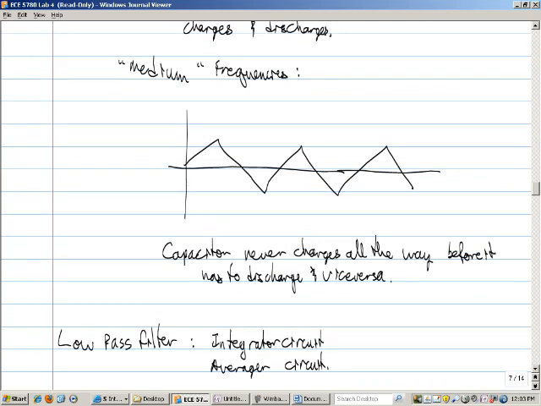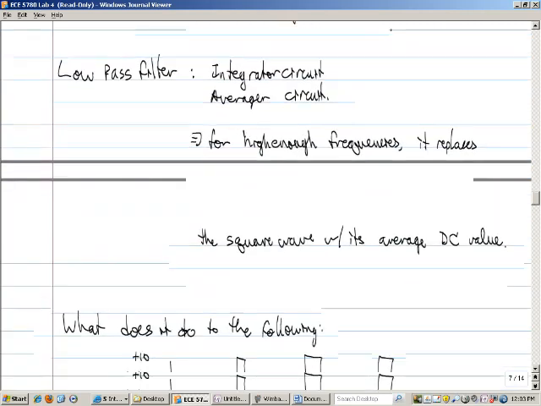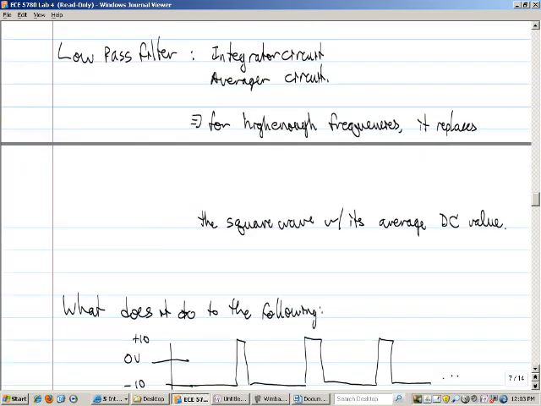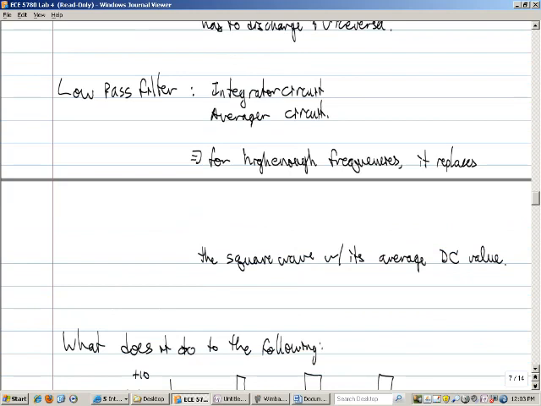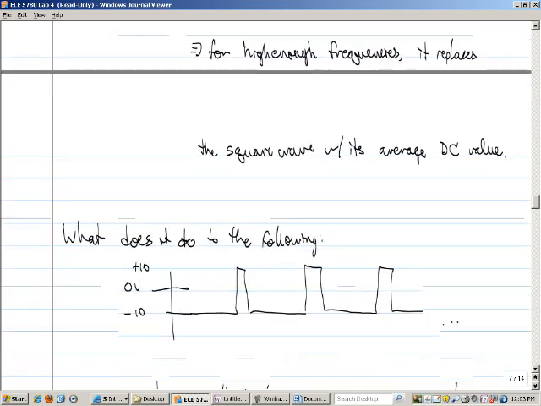Medium frequencies, you'll see the capacitor start to charge, and then you'll turn the voltage input value around, and so the capacitor will start to discharge, continue to discharge, then it'll start to charge again, and discharge and charge and discharge, so it turns into a triangle wave. Okay? All right, so the low-pass filter circuit really is an integrator circuit or an averager circuit. For high enough frequencies, it replaces the square wave with its average DC value.